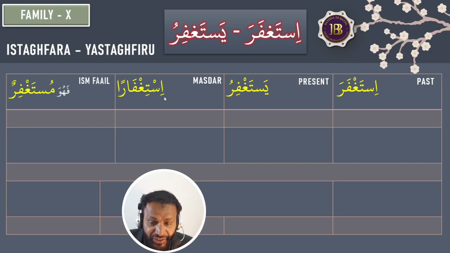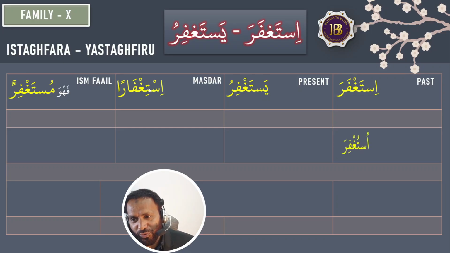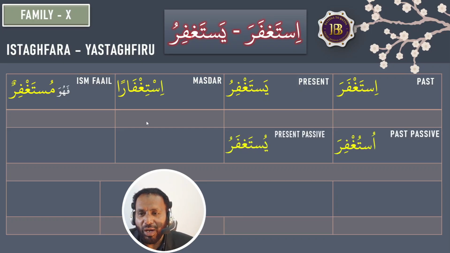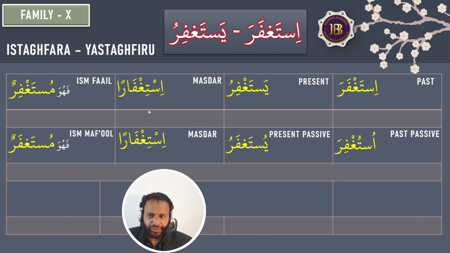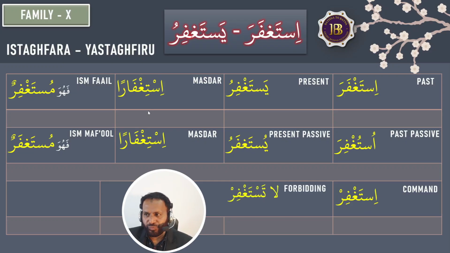The one who does istighfar is called mustaghfirun. Then you will get ustughfira, yustaghfaru, istighfaran fahuwa mustaghfarun. And if you want to say to someone, hey, do istighfar, you will say istaghfir. If there are two, istaghfira. If there are more than two, istaghfiru. Lady single, istaghfiri. Two ladies, istaghfira. All the women, istaghfirna. La tastaghfir. And then mustaghfarun.